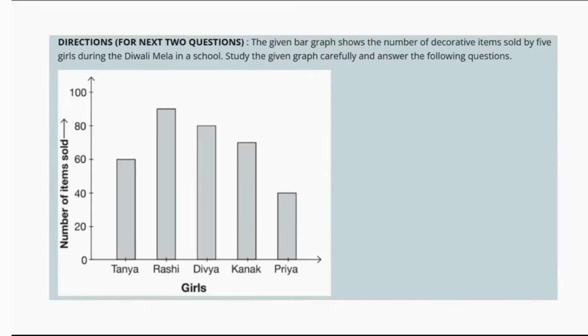Now, next are the directions for the next two questions. The given bar graph shows the number of decorative items sold by 5 girls during the Diwali Mela in a school. Study the given graph carefully and answer the following questions. First of all, let us read the graph and write down the data that is provided to us. For Tanya, it was 60. For Rashi, it was 90. For Divya, it was 80. For Kanak, it was 70, and for Priya, it was 40. For Rashi, we have taken the value in between because the bar is between the two values, the lower value and the upper value. The value is between 80 and 100, so we are taking it as 90.